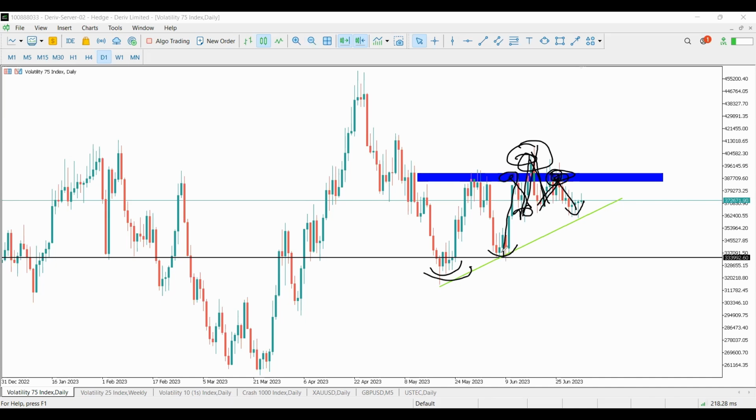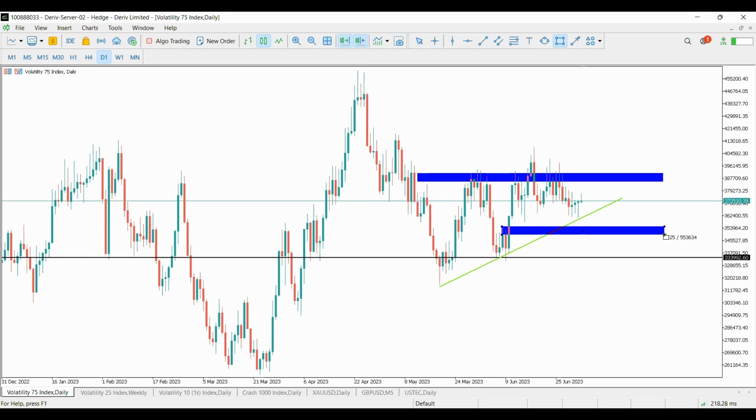Sorry, we had the low here, we had the higher low. Now currently we're attempting to create another higher low here. Now, what do I expect from V75? These are the alternatives that I do expect from V75, because it's one of the things I trade most. I do expect this area here to be tested.